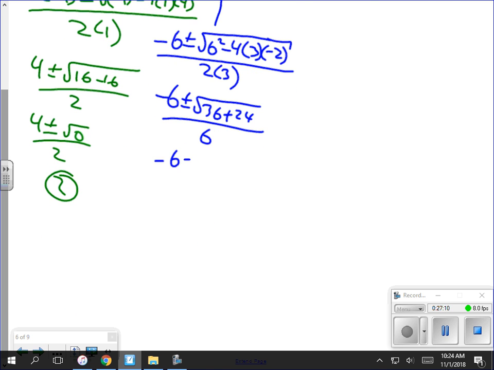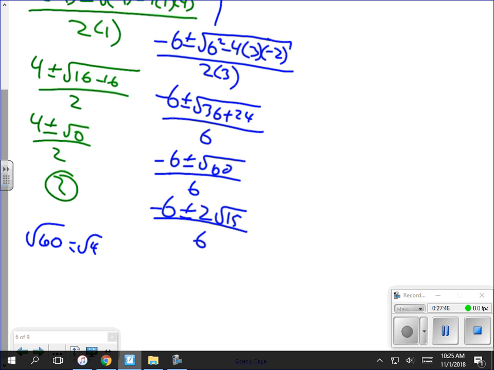So I have negative 6 plus or minus the square root of 60 over 6. 60 is reducible. 60 is 4 times 15. So negative 6 plus or minus 2 root 15 over 6. Square root of 4 is 2, so it's 2 root 15. Right? Square root of 60, square root of 4, square root of 15, 2 root 15.